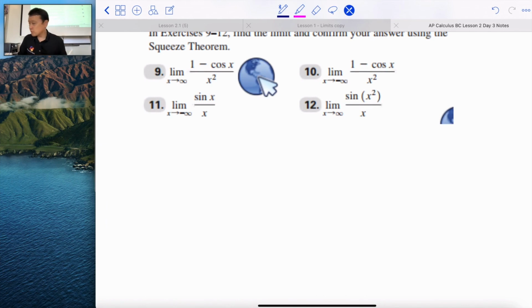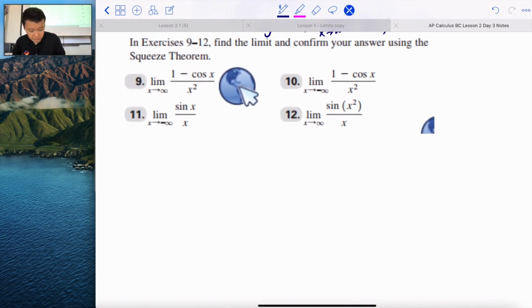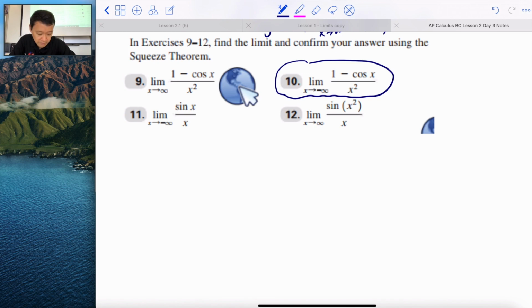Okay, this is from our own textbook. Number 10, by using the squeeze theorem, we are asked to evaluate the limit of 1 minus cosine of x over x squared as x approaches negative infinity. You've got a couple options here. You could split this problem into two fractions if you wish, and then evaluate both: 1 over x squared minus the cosine of x over x squared.